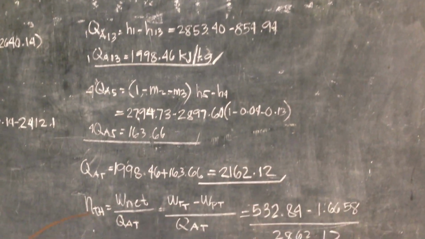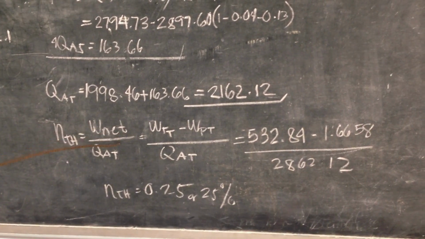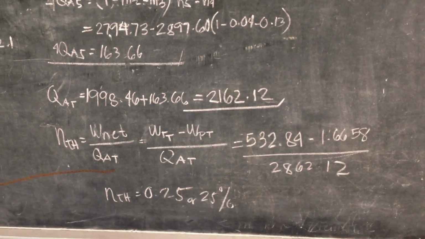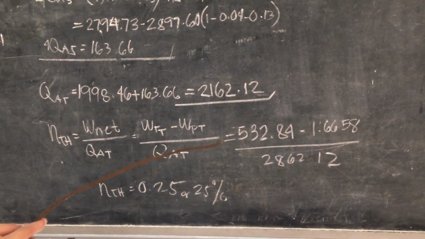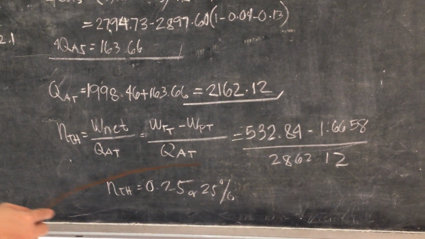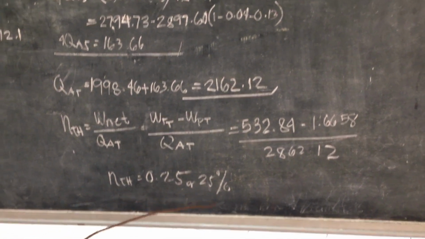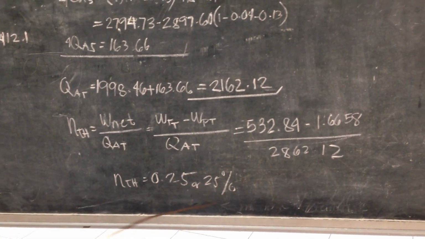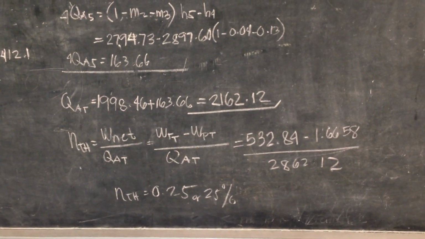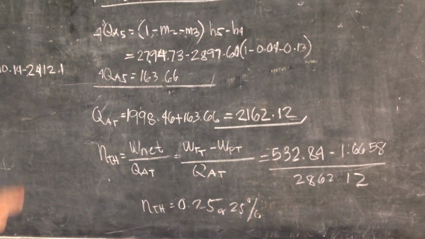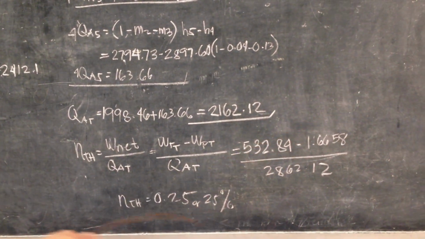Now the efficiency: work net over Q added total. So work turbine total minus work pump total over heat added total is equal to 0.25 or 25%. And this is the result of the efficiency of our diagram. So we have already got the work of the pumps, the turbines, and also the efficiency.